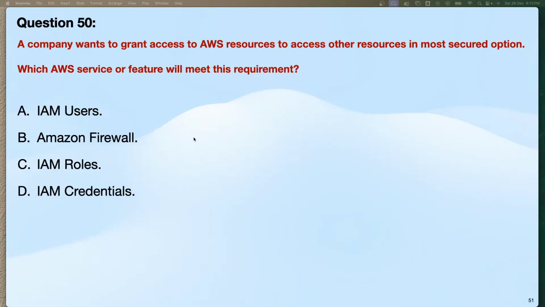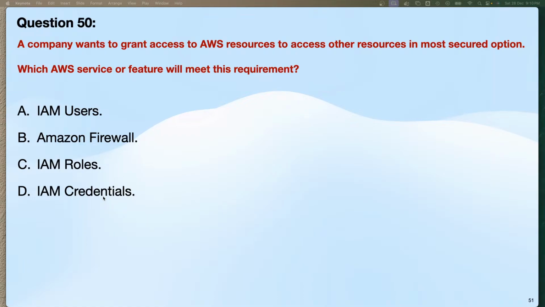Again, users need access, right? We want not the users, not a human accessing the AWS resources. Here one service needs to talk to another service in a secured way. Firewalls are not meant for accessing, right? They are for network controls, blocking the access. IAM credentials is not a secured way, because if we give credentials to one service to talk to another service, then the client application has to store the credentials somewhere securely. So it's not a secured way. Technically D is an option, but it is not secured.